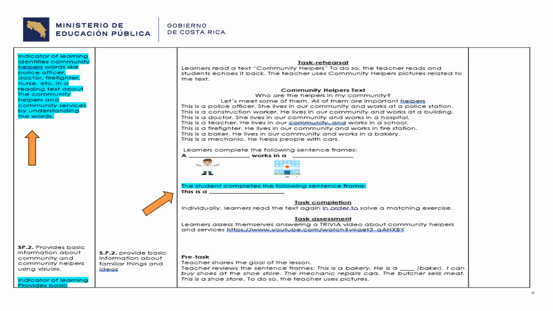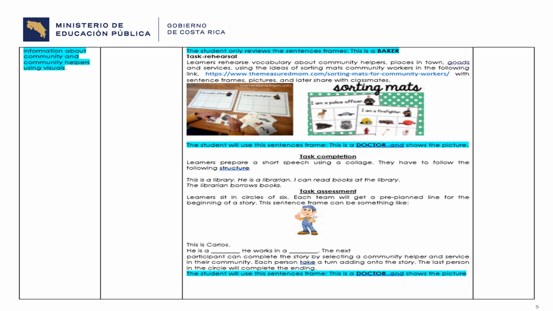But Isabella is going to complete a different one. The student completes the following sentence frame, as you can see, in a different color. This is a doctor. Just that. Okay, she's not going to do any other activity. The same is going to happen with the rest of the games. Okay, as you can see, the student only reviews the sentence frames. This is a baker. This is just for Isabella.